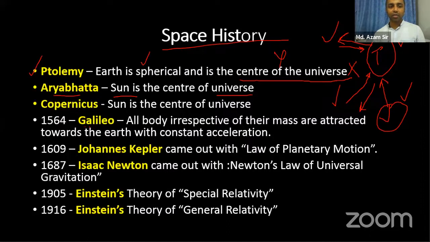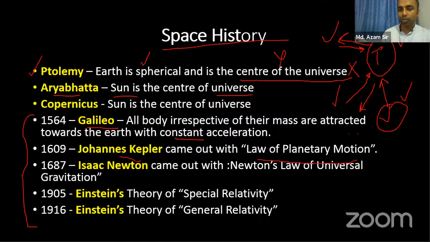In 1564, Galileo, who was a European, said that all bodies, irrespective of mass, are attracted towards the Earth with a constant acceleration. So these are some prominent astronomers or space scientists of India, as well as some in foreign countries. These are not so important. If you happen to remember them, that is fine enough. As such, you can skip this part. Then Johannes Kepler, who was very prominent, came up with the laws of planetary motion.